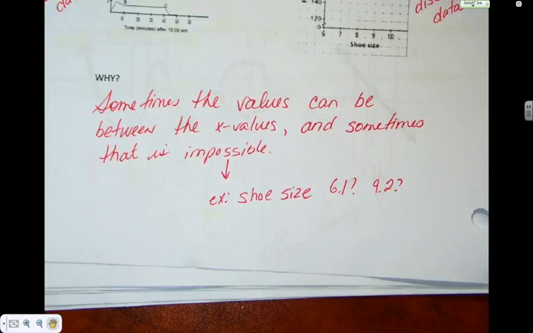So the second skill you have to be able to do today is to look at a situation, look at a graph, and decide, does it make sense to join the points or would we not join the points? So when do we join, when do we not join?